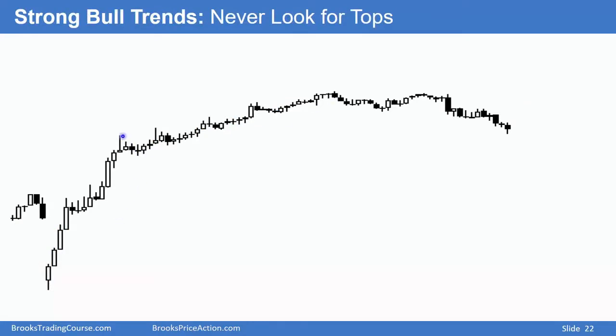Here, a very strong bull trend. We got a wedge top, 1, 2, 3. Maybe another wedge top, 1, 2, 3. Strong bull trends, maybe a parabolic wedge, 1, 2, 3. Strong bull trends are always forming wedges.